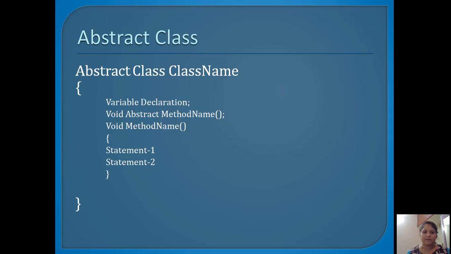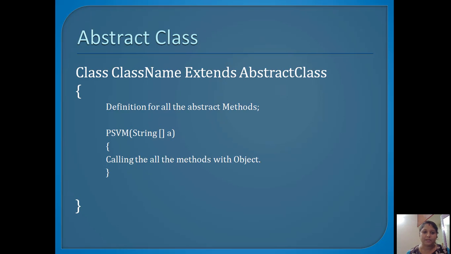How do we access the methods or variables present in the abstract class? You have to create one more class and extend that abstract class. This is the syntax for that. You have a class name, and this class is going to extend your abstract class. When you have extended your abstract class, you should provide the definition for all the abstract methods. If you have 3 abstract methods and 1 normal method, the class extending your abstract class should provide the definition for all 3 abstract methods.